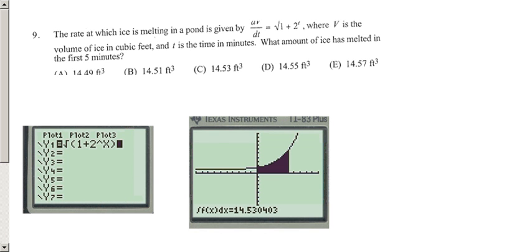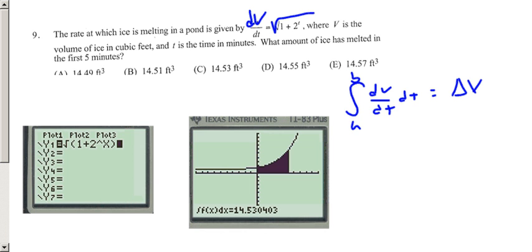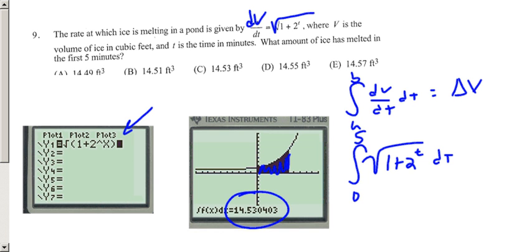Okay, this is a fundamental theorem of calculus problem. We've got ice melting in a pond, sort of like what's happening on Squam right now, and it's given by, this got cut off, dV/dt equals the square root of 1 plus 2 to the t. So what we know is that the integral from a to b of dV/dt equals the change in volume. So what we do here is we're just integrating from 0 to 5 minutes our rate, which is the square root of 1 plus 2 to the t dt. So I entered that into my y1, and I used the calculator to do the integration, just from 0 to 5. We get an answer. The answer is here, and we feel confident. Number 10.